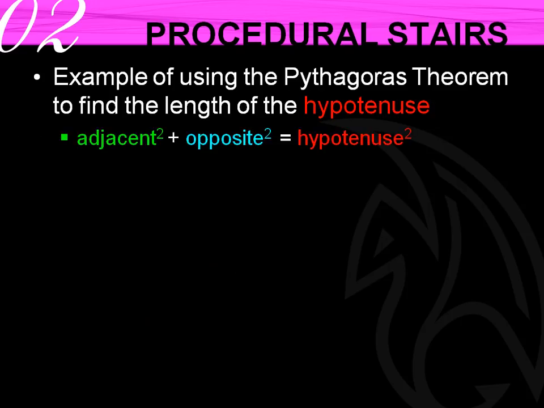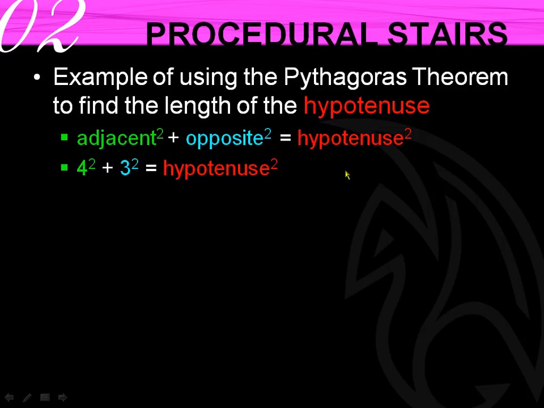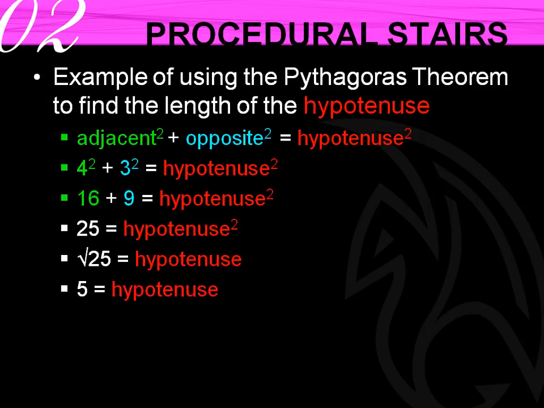So let's say, again, we remember that the formula is adjacent squared plus opposite squared equals hypotenuse squared. So imagine, if you will, that we have the lengths of the adjacent and the opposite. We have the length of 4 here and the length of 3 here. And that'll equal the hypotenuse squared. So if we square those 2 numbers, 4 becomes 16, 3 becomes 9. If we add them together, that's 25, therefore the hypotenuse squared is 25. The square root of 25 is 5, therefore the hypotenuse is 5.